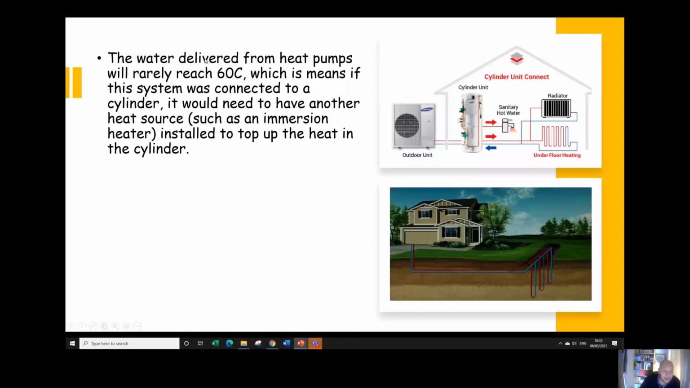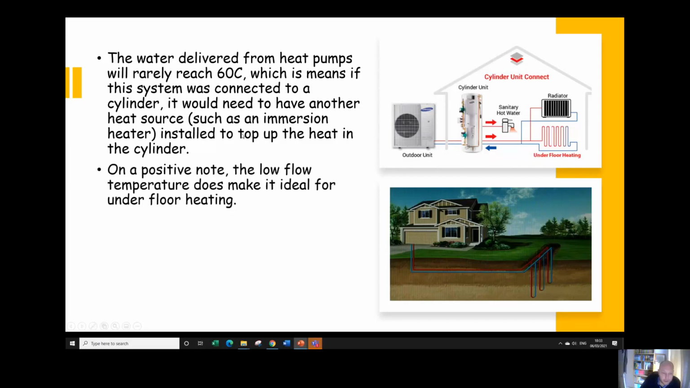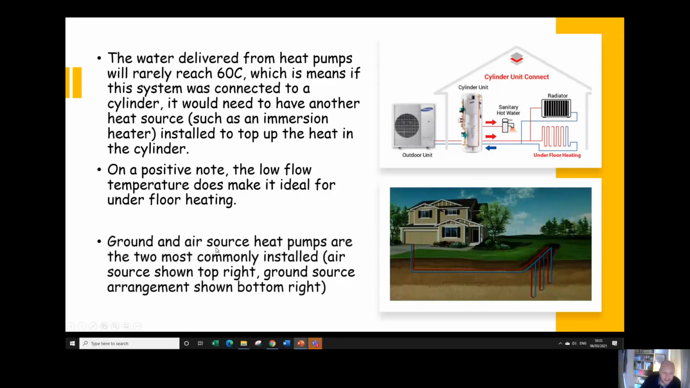Again, like I said previously, the water from the heat pumps will very rarely reach 60 degrees C, which means that if it was connected to a cylinder, the cylinder would need another heat source, for example, an immersion heater installed to top up that heat to 60 degrees. But it does make it ideal for underfloor heating because it's quite low floor temperatures. And obviously we don't want our floor to get too hot, or else we'll be dancing around the kitchen, not in a good way.